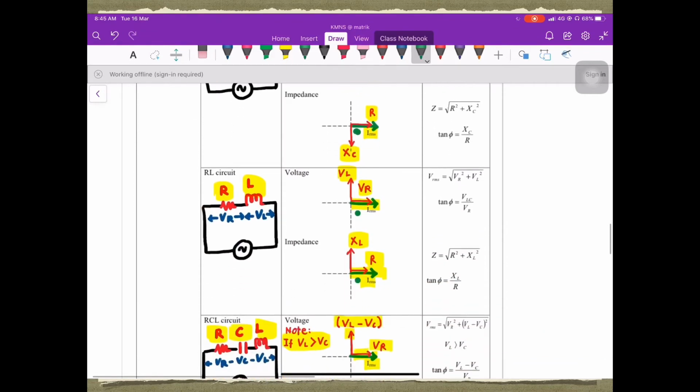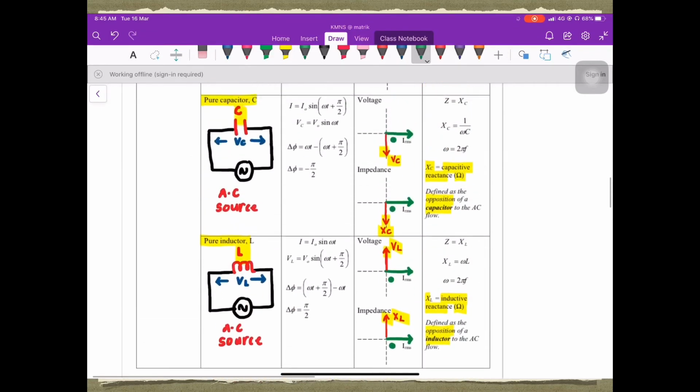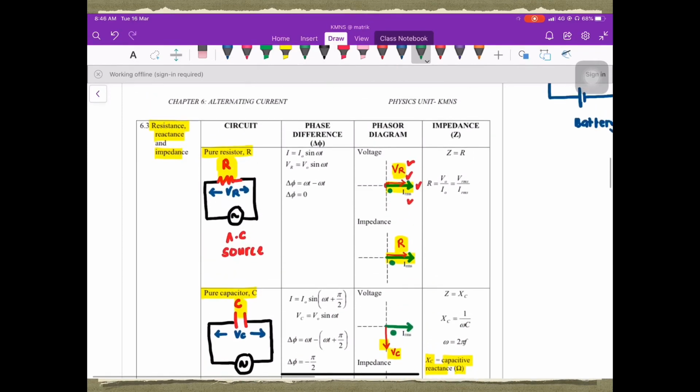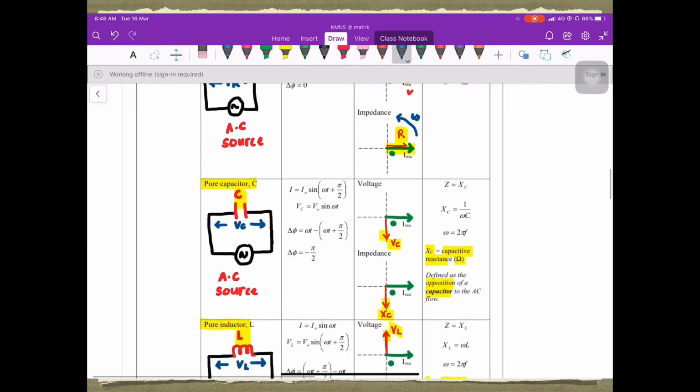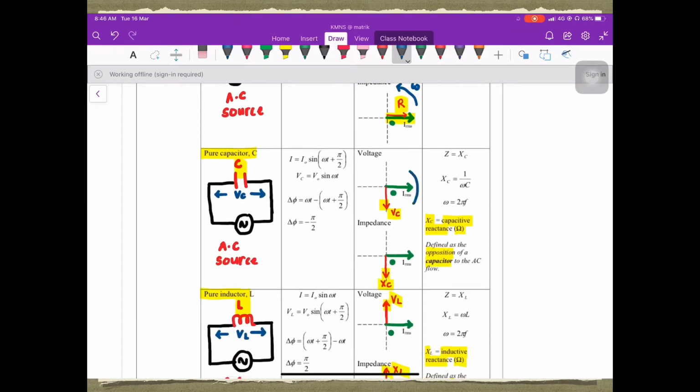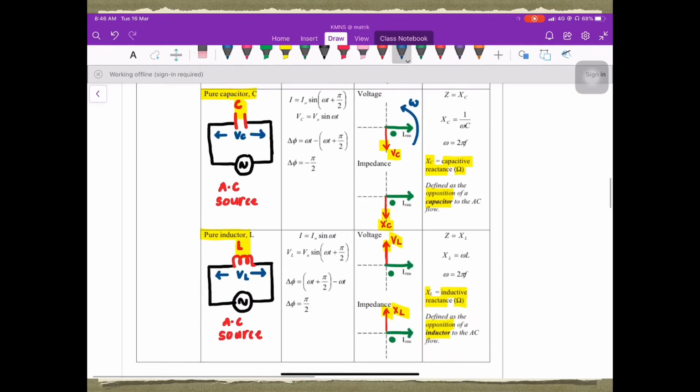Alright. So now the direction, which one is lead or lag behind? Actually, in the phasor diagram, we can read the direction anti-clockwise with the angular frequency omega. So we can draw for each circuit.